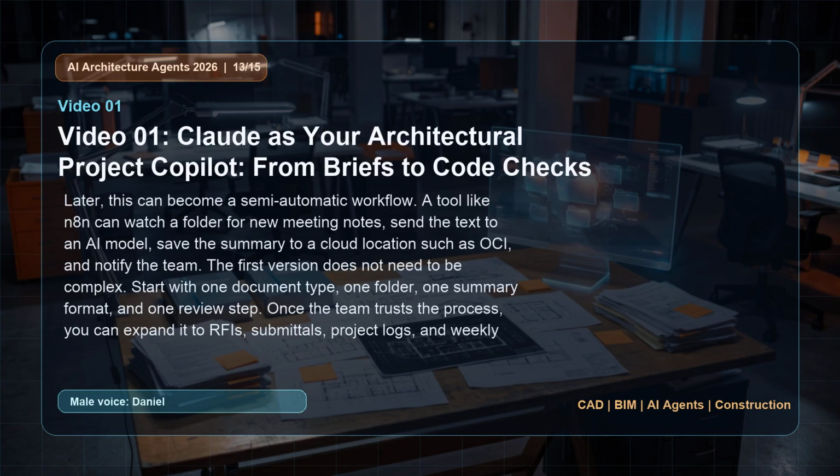Later, this can become a semi-automatic workflow. A tool like N8N can watch a folder for new meeting notes, send the text to an AI model, save the summary to a cloud location such as OC, and notify the team. The first version does not need to be complex. Start with one document type, one folder, one summary format, and one review step. Once the team trusts the process, you can expand it to RFIs, submittals, project logs, and weekly reports. Automation works best when the underlying human workflow is already clear.